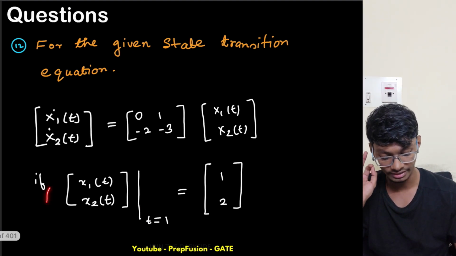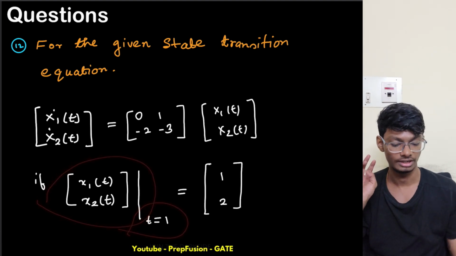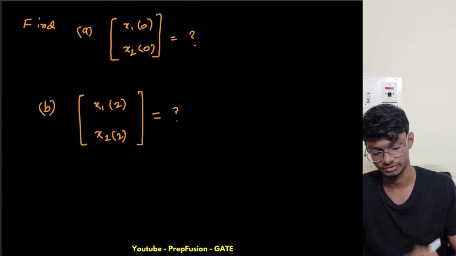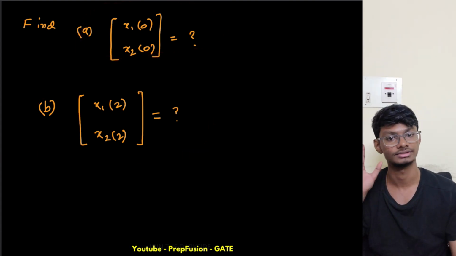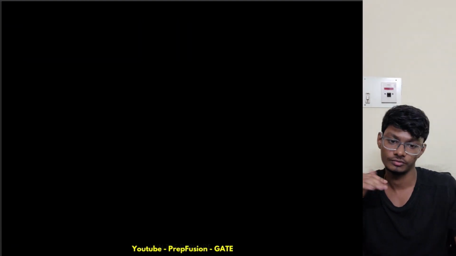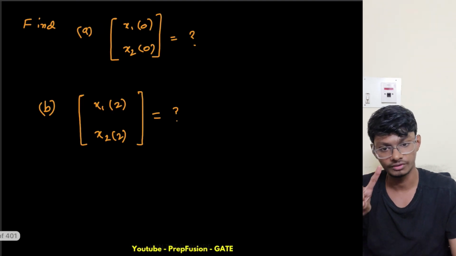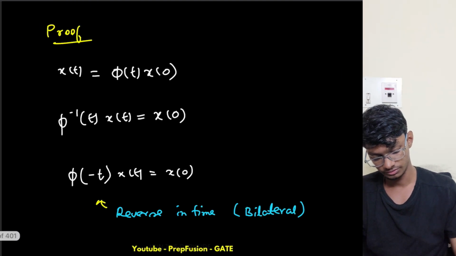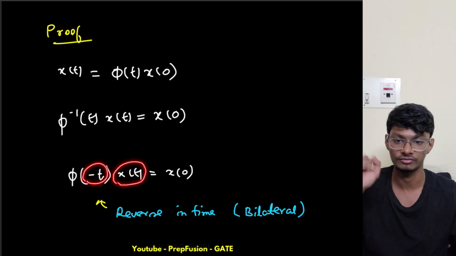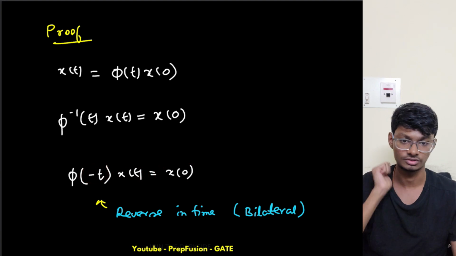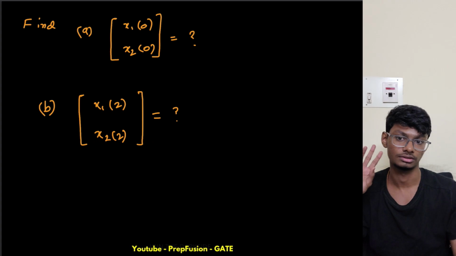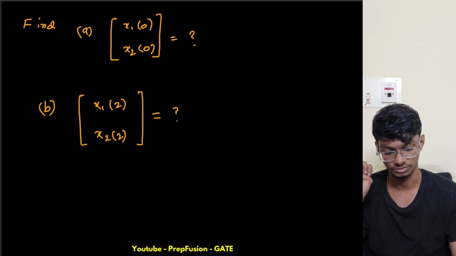We don't have x1 of 0 and x2 of 0. We have x1 and x2 at t equals to 1, but we don't have x1 of 0 and x2 of 0, and x1 of 2 and x2 of 2. All these things we don't have. So now what we'll use is this equation. Simply we know x of 1, hence I have to write phi of minus 1, and we have to find x of 0. So this equation we'll use, and for this one again the fourth property we can use.